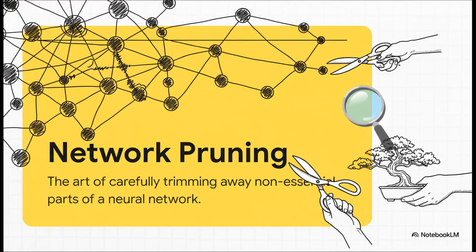First up, we have network pruning. And honestly, the best way to picture this is to think of a sculptor trimming a bonsai tree. You start with this big, overgrown, complex network, and then you carefully snip away all the connections, all those parameters that aren't really doing much, the ones that are redundant or just don't add value.